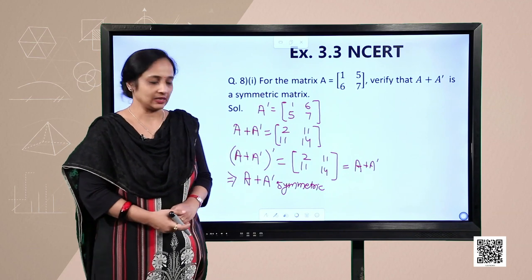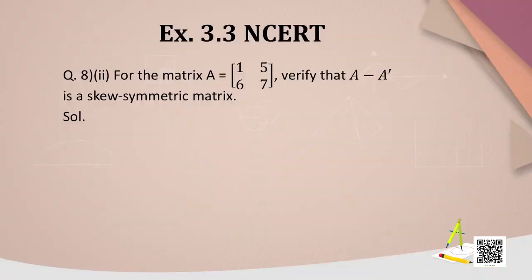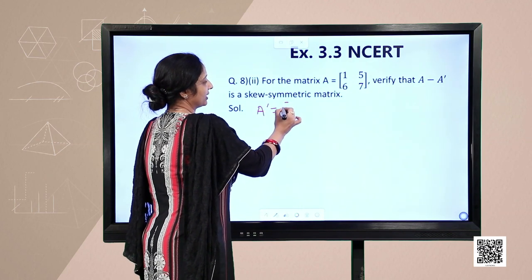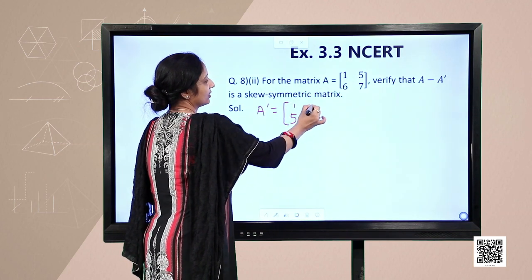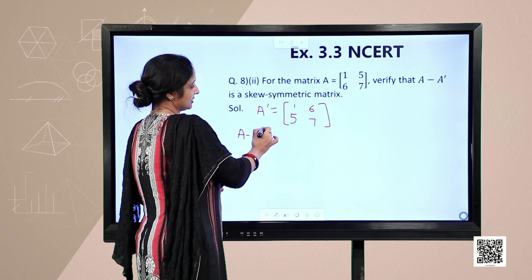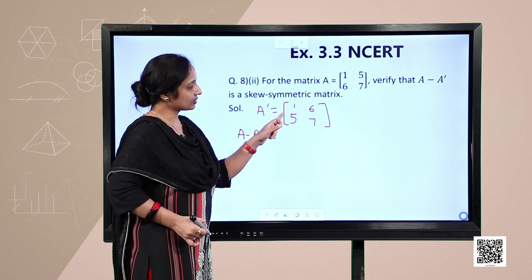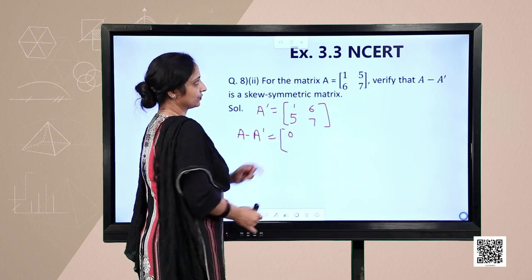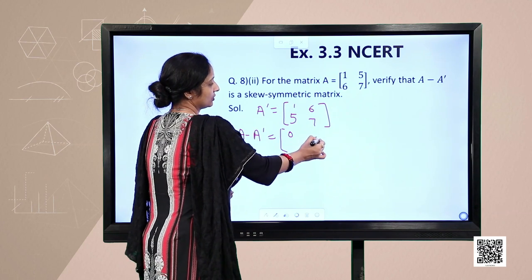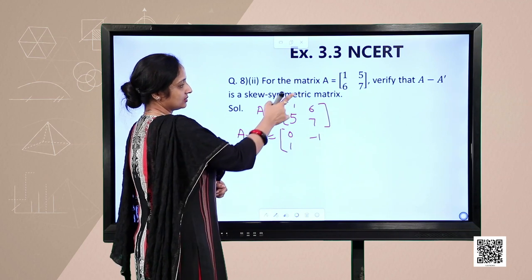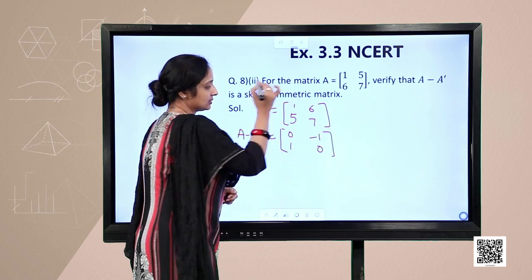For this matrix A, let's do the next question. For this matrix A, verify that A minus A transpose is a skew symmetric matrix. Take the transpose of matrix A, 1, 5, 6, 7. Then calculate A minus A transpose. Subtract corresponding elements. 1 minus 1 is giving you 0. 5 minus 6 will give you minus 1. 6 minus 5 will give you 1, 7 minus 7 will give you 0.